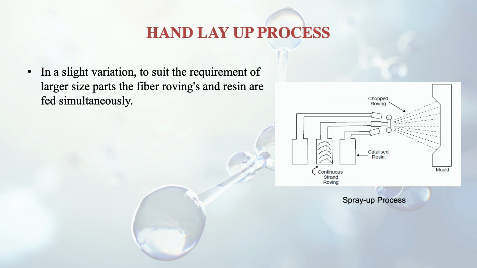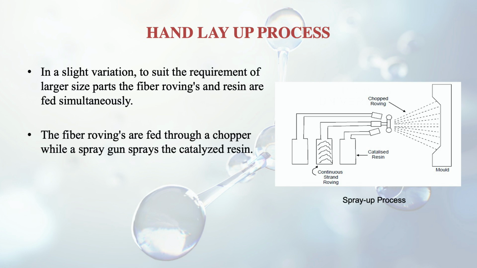Here the fiber rovings and resins are used and fed simultaneously. You can see in the figure also, fiber rovings are fed through a chopper while a spray gun sprays the catalyzed resin. So both these things combine together. One is being supplied by the spray gun and the other is coming through the chopper.